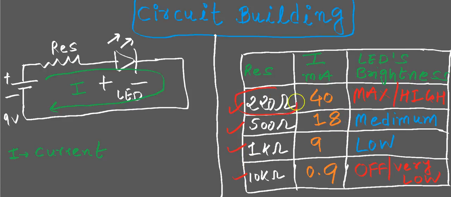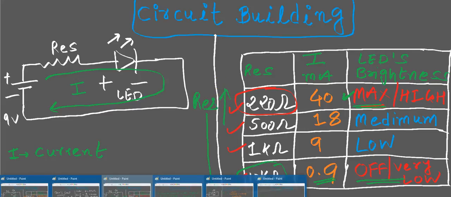Clearly the value of current is reducing, and hence the brightness of the LED. As the current value goes down, so does the brightness of the LED, and that's why I just put the maximum value here. See the value of current, 0.9 milliamps, which is very low. So clearly when the value of resistance goes high, the value of current goes down, and vice versa, right?